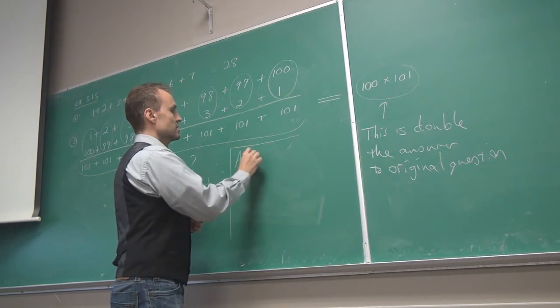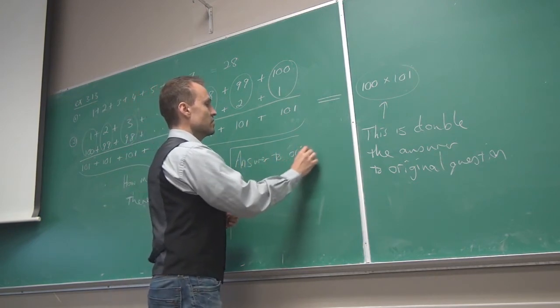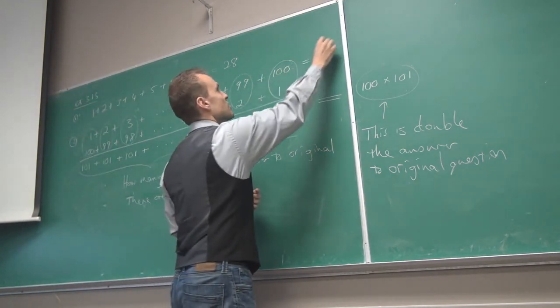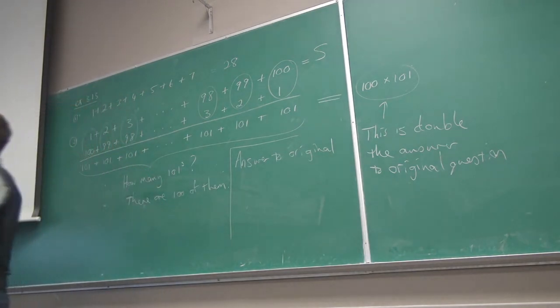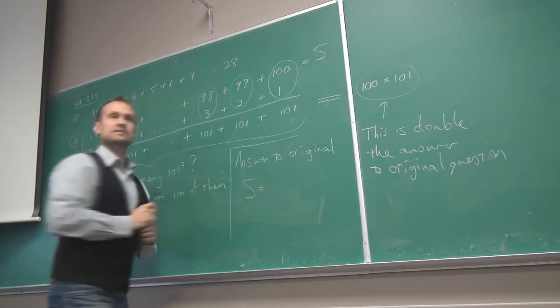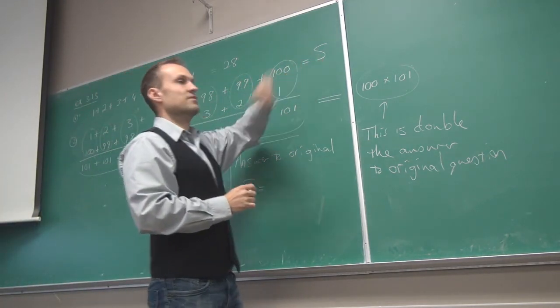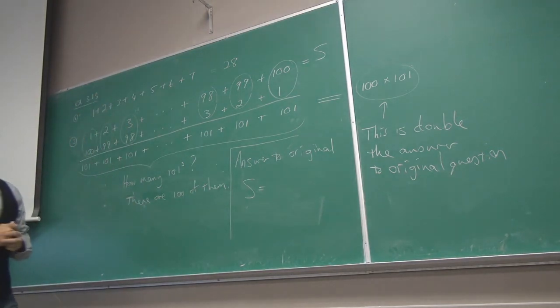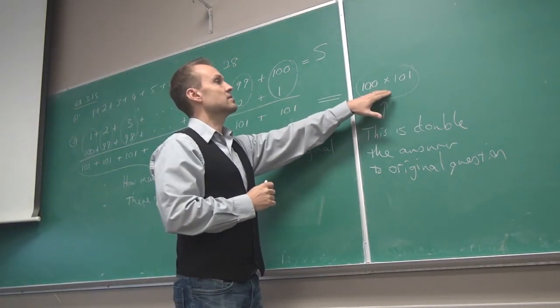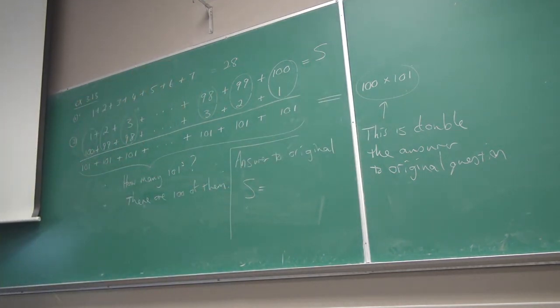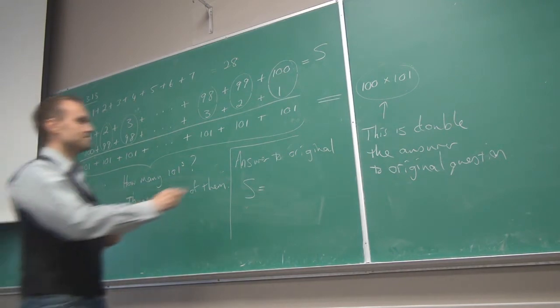So the answer to the original question, let's give it a name. S for sum. Let's call this big S, just so we can name it and talk about it. So then I can say, I'm looking for that big S, which is just this top row. That's what I'm looking for. If my answer here is double this, how do I find the value of big S? Divided by 2.